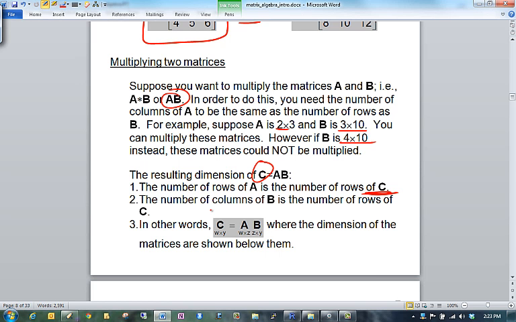So in a very general context here, if A had W rows, Z columns, and B had Z rows, Y columns, notice how these two Z's are exactly the same, so that means the number of columns of A is equal to the number of rows of B. So we can do the matrix multiplication. But then look at the leftover dimensions. Those become the dimension of the resulting matrix C, W by Y.